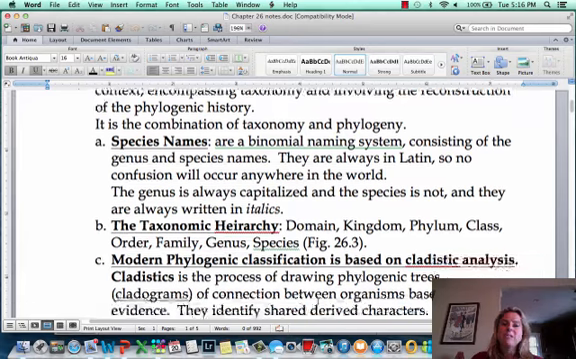Okay, so species names. Species names are going to be a binomial naming system. What I mean by that is bi means two, right? So you have two names when you name something. It's the genus and the species name. They're pretty much going to be in Latin, and the reason for that is because that's the universal language of science, and so that's how that's going to work.